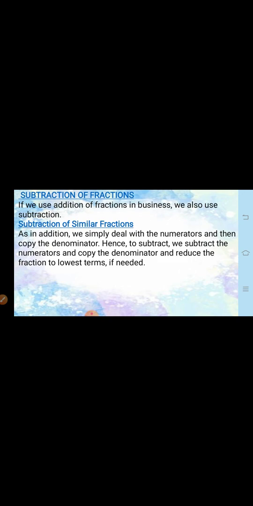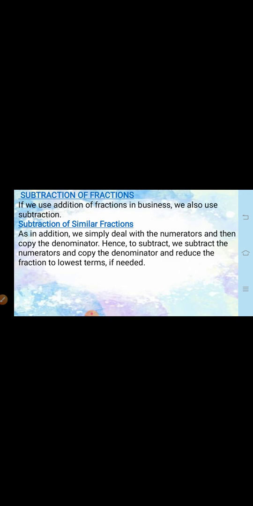Okay, let's go to subtraction. Subtraction of fractions. If we use addition of fractions in business, we also use subtraction. If there is addition, there is also subtraction. Subtraction of similar fractions. Like earlier in addition, we had addition of similar fractions, addition of dissimilar fractions, and then addition of mixed numbers.